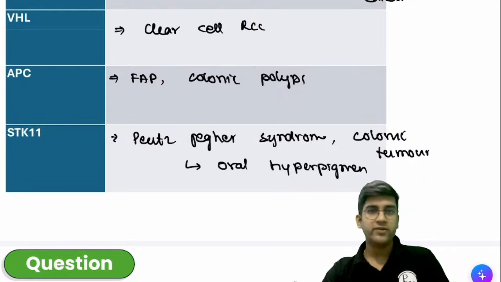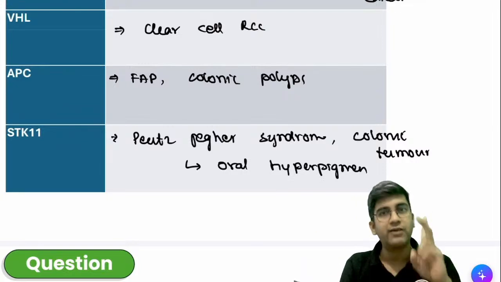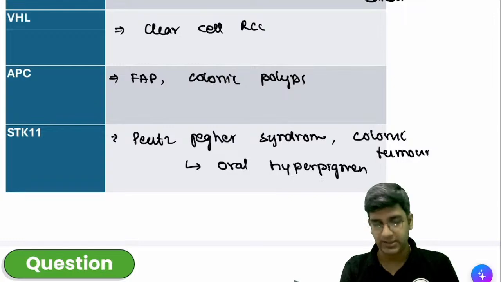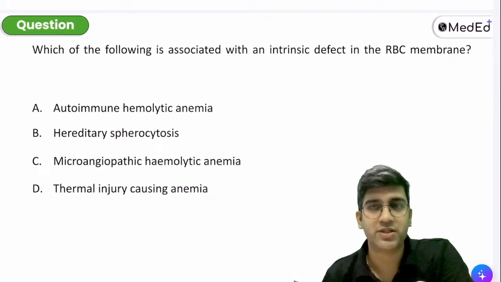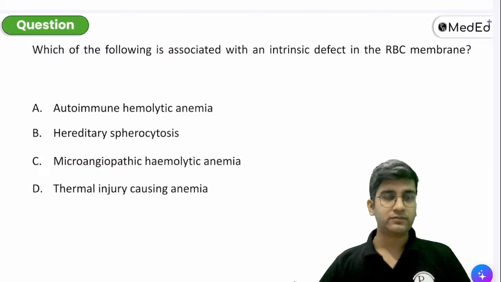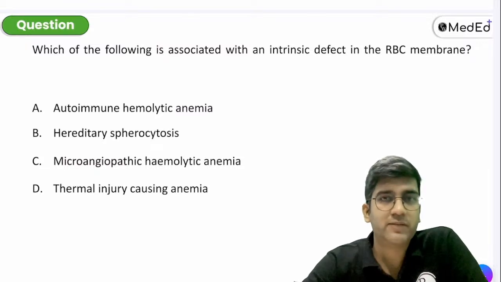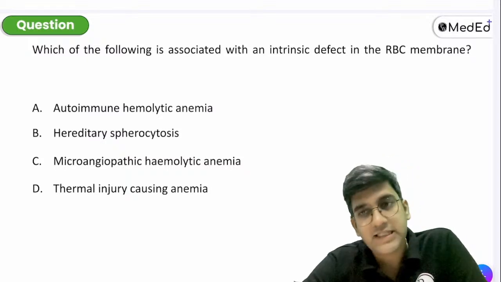Fine. Okay. A few things for tumor suppressor genes to remember. Everything should have two mutations. Only then it will cause cancer. Right. Next question. It's a very simple question. What's your answer? Tell me whatever comes to your mind.